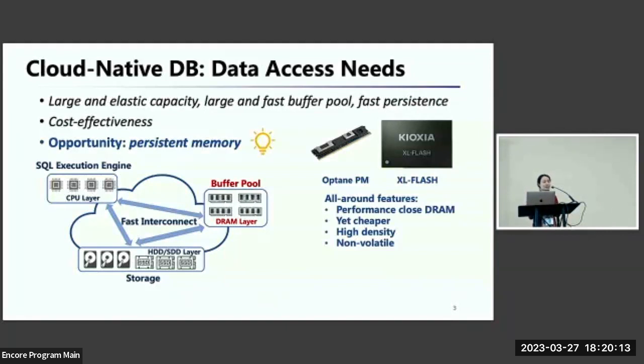So a good news with recent PM offering is that we actually have a product that seems to have the all-around capability to satisfy our needs for these cloud-native databases. It has a performance much closer to DRAM, yet it is still significantly cheaper. It has high density. For example, a certain DIMM slot can support 4 times as much PM as DRAM, allowing a single and expensive server to support more compute nodes requests. And finally, it is non-volatile, which means we can actually do fast persistence.